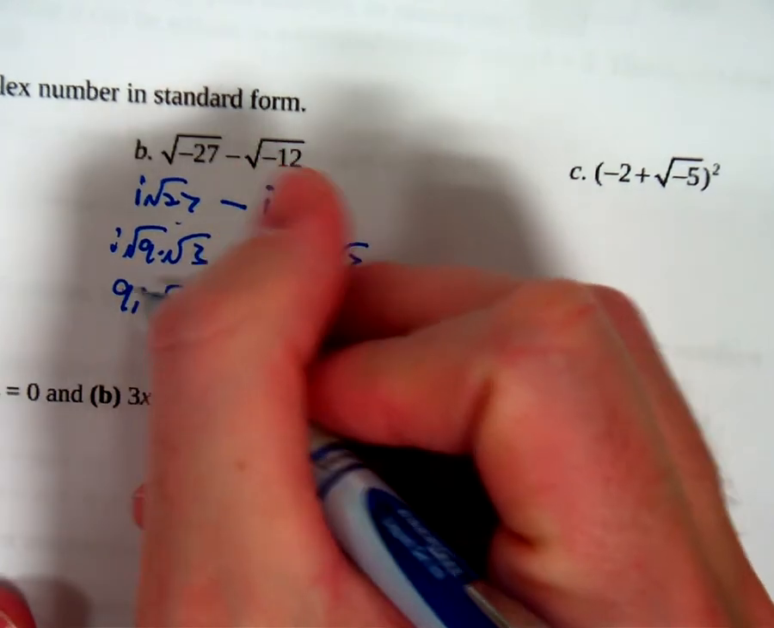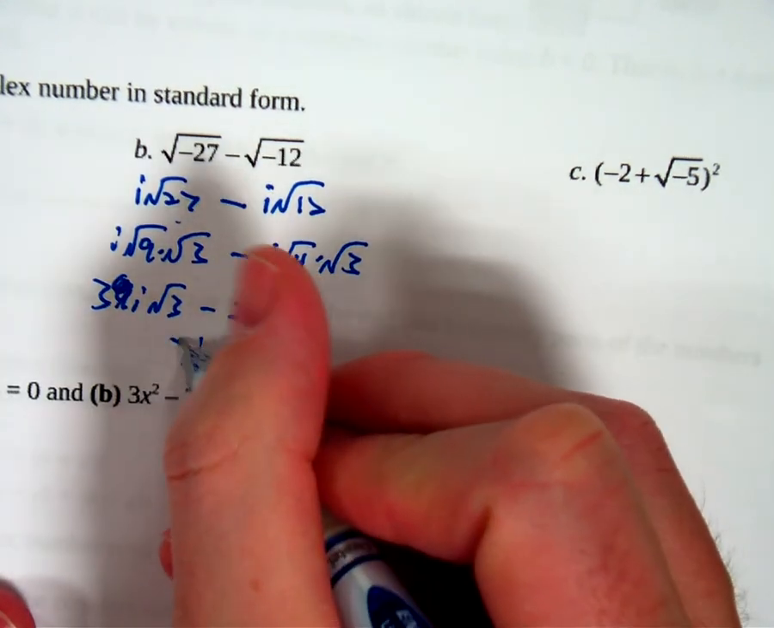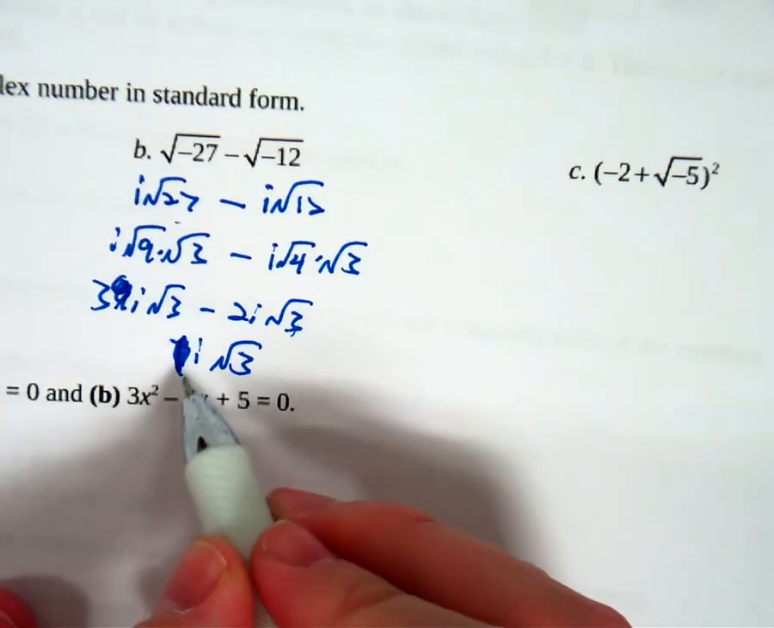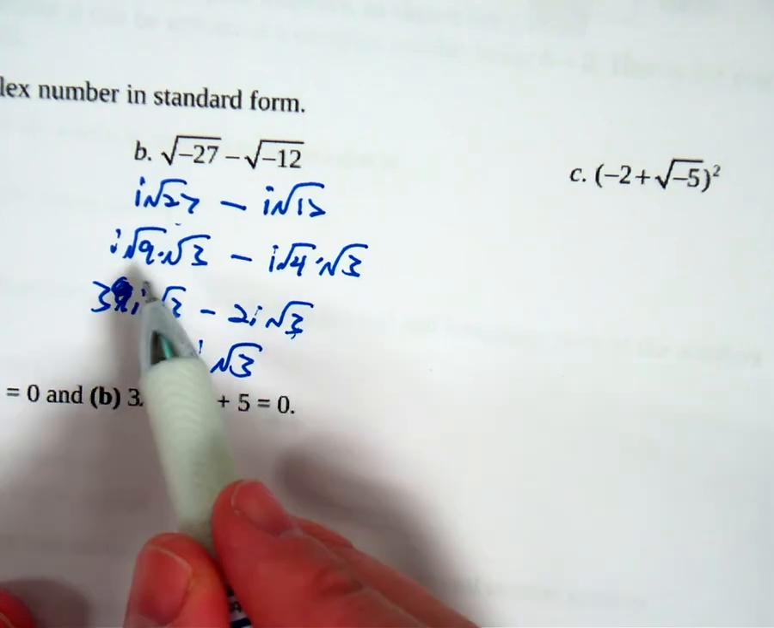No, this is the square root of 9, Mr. Handke, is 3. 3 minus 2i is 1i radical 3. Square root of 9 there, 3.